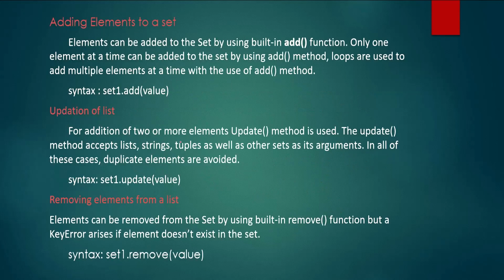Now let's see a few methods available in sets. Suppose we want to add elements to a set, for that there is a method called add, which is an inbuilt method. If you want to add any value, you can use it like this. This is the variable name and this is the inbuilt method, and whatever value you want to add, you can specify here.